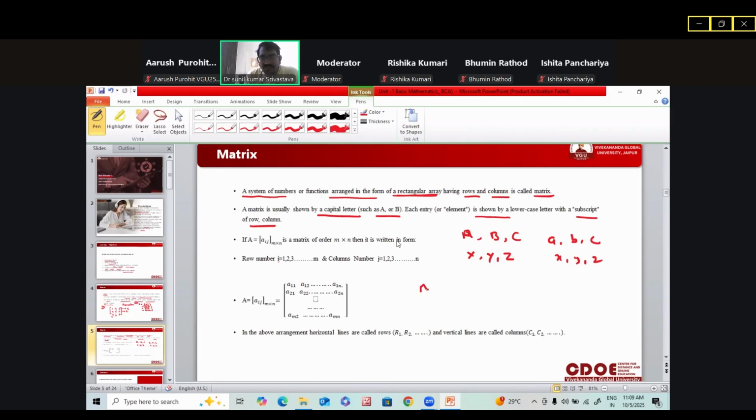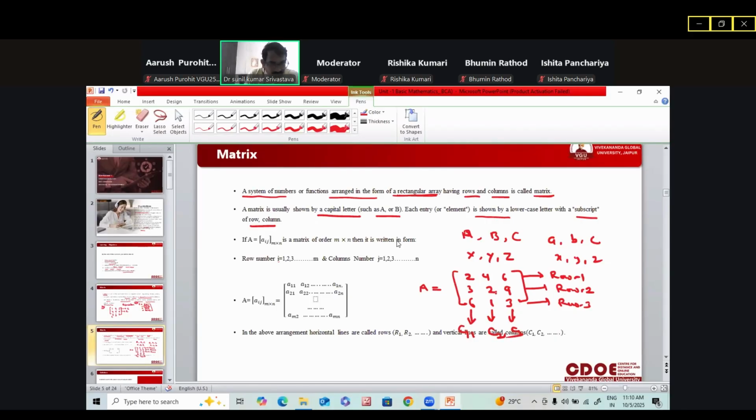Suppose we have a matrix A, written in rows and in rectangular form. Let us take an example: 2, 4, 6; 3, 2, 9; and 6, 1, 3. So this is a matrix. In this matrix, reading horizontally, this is row 1, this is row 2, and this is row 3. Row-wise understanding should be developed here. Going column-wise, this is column 1, this is column 2, and this is column 3. So this is the matrix.